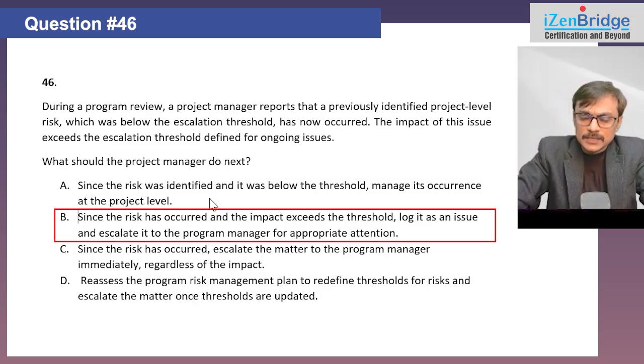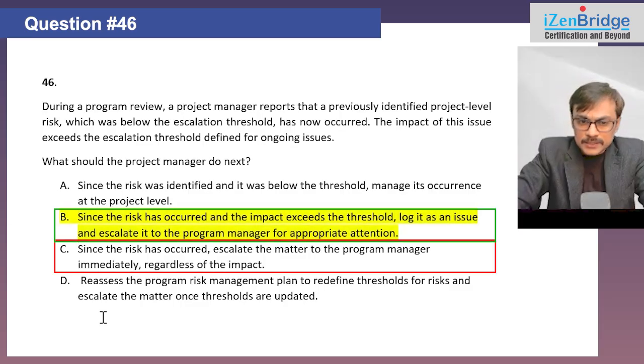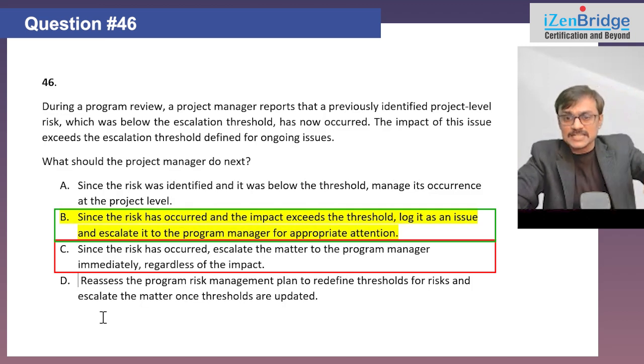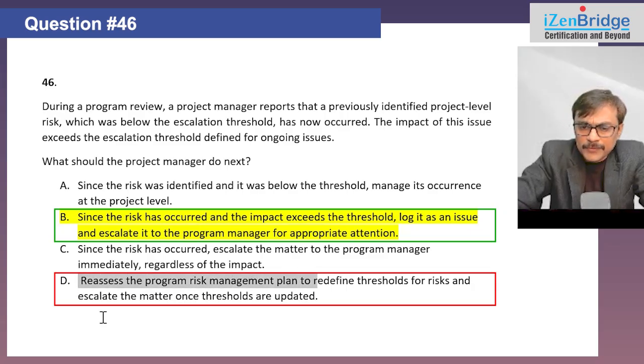Since the risk has occurred, the impact exceeds the threshold, log into the issue log and escalate to the program management for appropriate action. That's what I believe. Another option: since the risk has occurred, escalate the matter to a program manager immediately regardless of the impact. No, we want to do it as per the appropriate threshold identified in the issue. Reassess the program risk management plan. So A and D are definitely out. What do I do with the risk management plan? To redefine thresholds for the risk and escalate the matter once thresholds are updated.